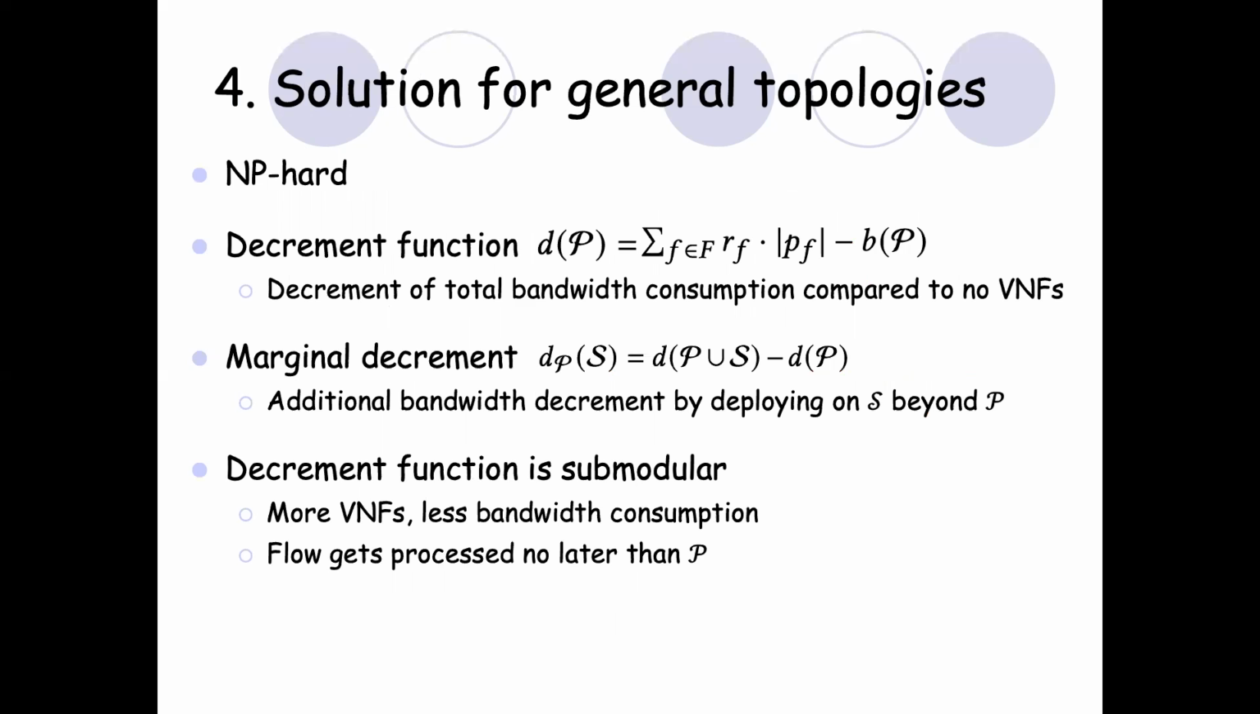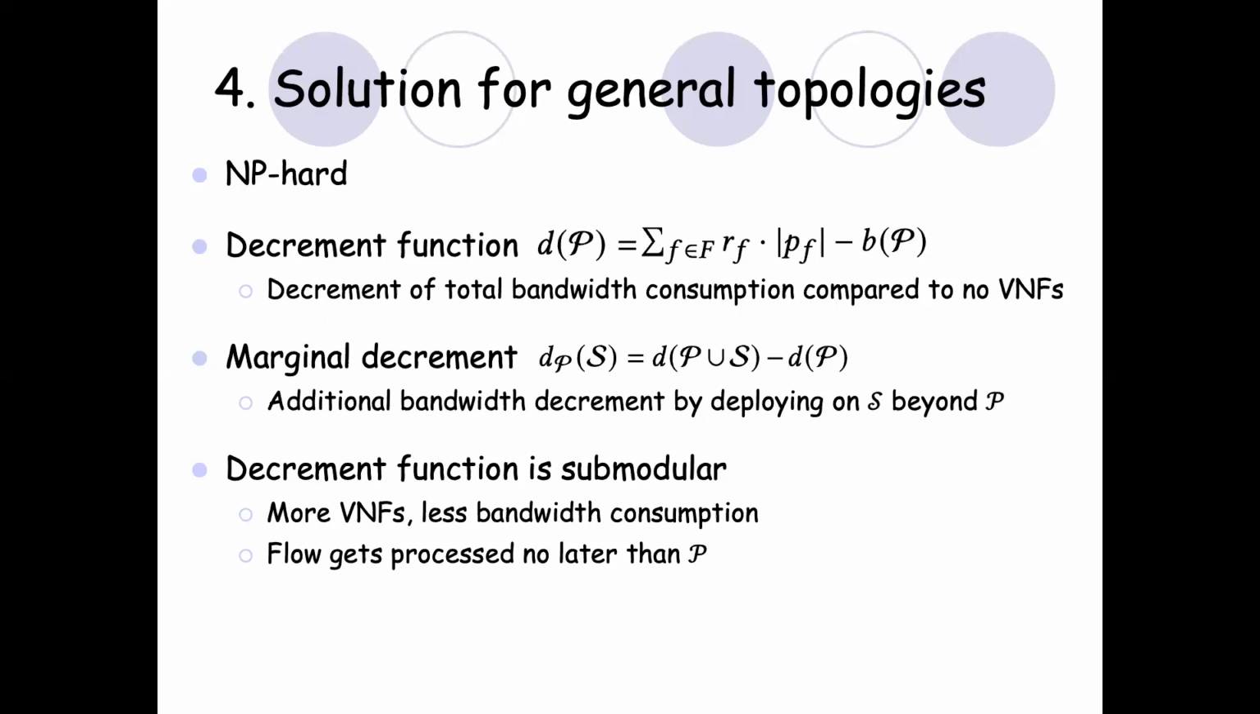So we first studied the general topology. We proved that in general topologies, our problem is NP-hard by reducing from the classic NP-hard problem, the set cover decision problem. And then we define two functions, the decrement function and the marginal decrement function.